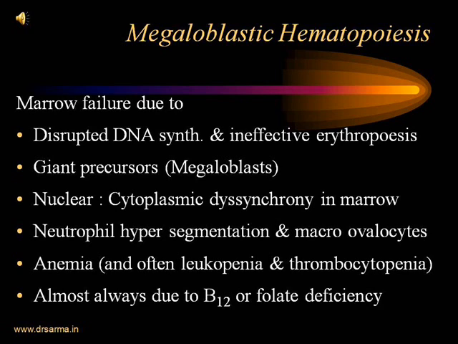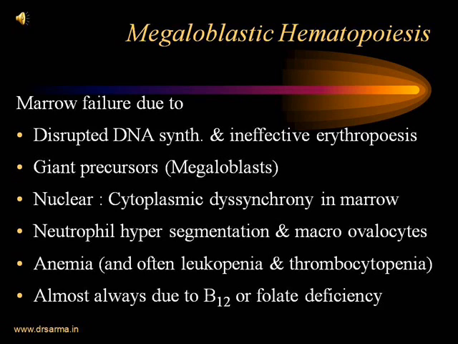Neutrophil hypersegmentation. Normally the neutrophils have 3, 4 or 5 lobes. In case of macrocytic megaloblastic anemia of B12 deficiency or folate deficiency, neutrophils have hypersegmentation: 5 lobes, 6 lobes, 7, 8 like that. The macrocytes are not only round, some of the macrocytes are oval.